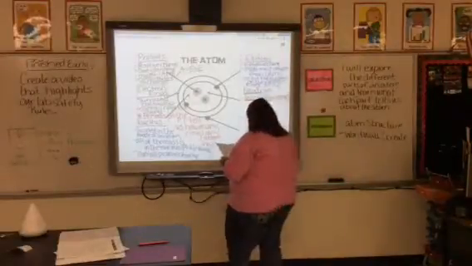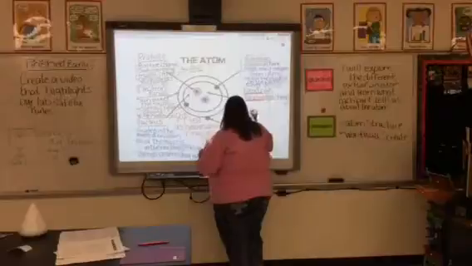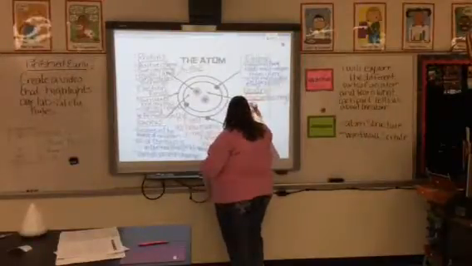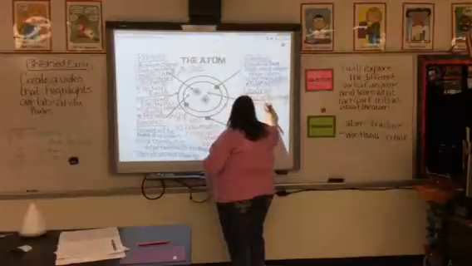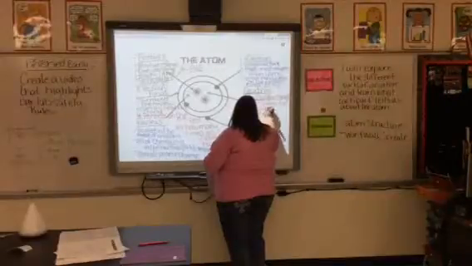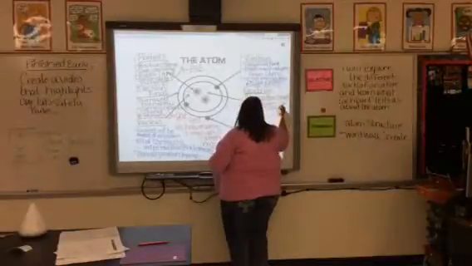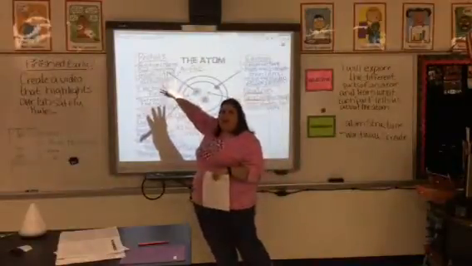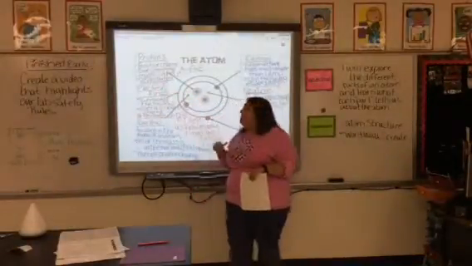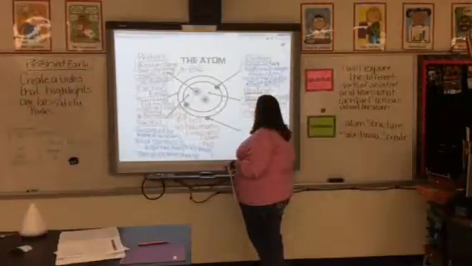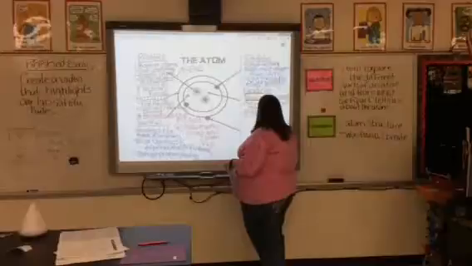In addition to having no charge, neutrons do contribute to mass. And it has a mass equal to 1 AMU. So the mass of a neutron is the exact same as the mass of a proton. So when I'm finding mass, I do protons plus neutrons equals mass.